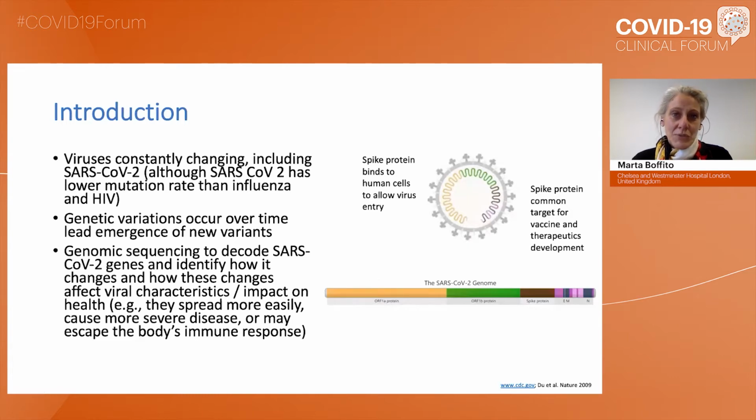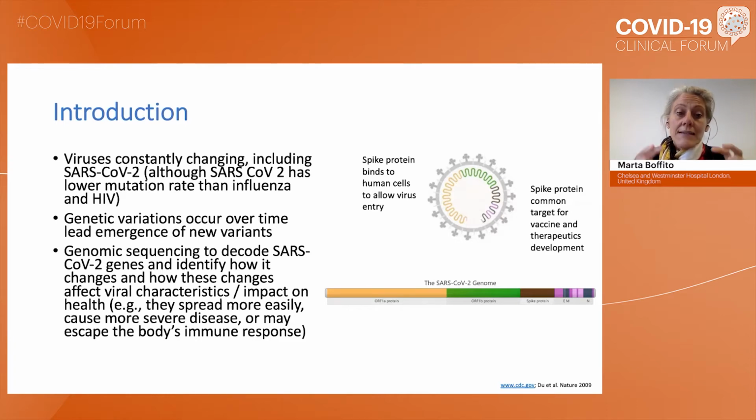So what are we going to talk about today? I think you're all aware of the fact that viruses constantly change when they replicate. And this, of course, includes the SARS-CoV-2 virus. If you've been working in influenza or HIV, you probably are very aware of this phenomenon, because the SARS-CoV-2 virus has actually a lower mutation rate than these other viruses. So this replication leads to the occurrence of genetic variations over time and leads to the emergence of new variants. Some of these variants are not relevant and may disappear, but some might become relevant.